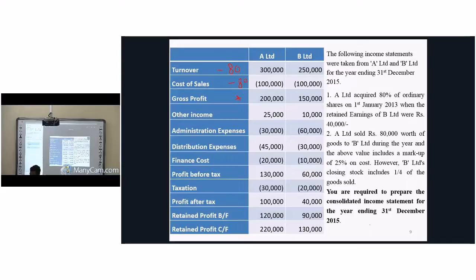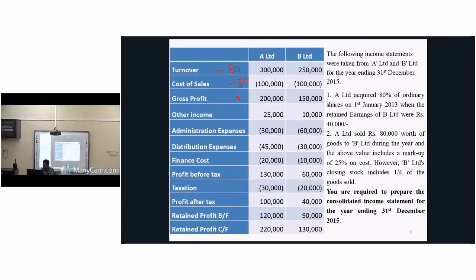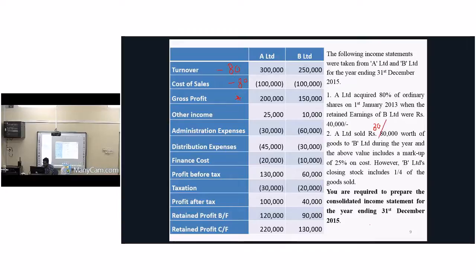Unrealized profit is... 80,000 goods sold during the year. Out of that, only 1/4 remain in the stock. It means 80,000 divided by 1/4 means 4. 80 divided by 4. It's 20,000.